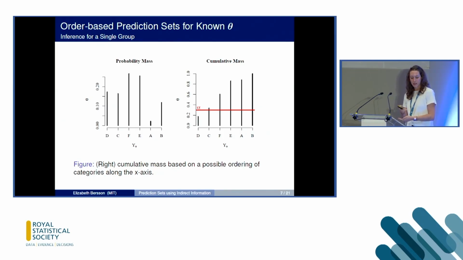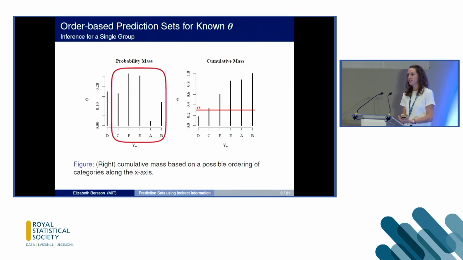Equivalently, you can exclude categories until their cumulative probability mass sums to be less than the error rate, alpha. So we can impose an ordering on these categories. Say we just take the ordering given here from left to right as some kind of meaningful ordering, and exclude categories until you get to the error rate, and the remaining categories will be a 1 minus alpha frequentist valid prediction set.